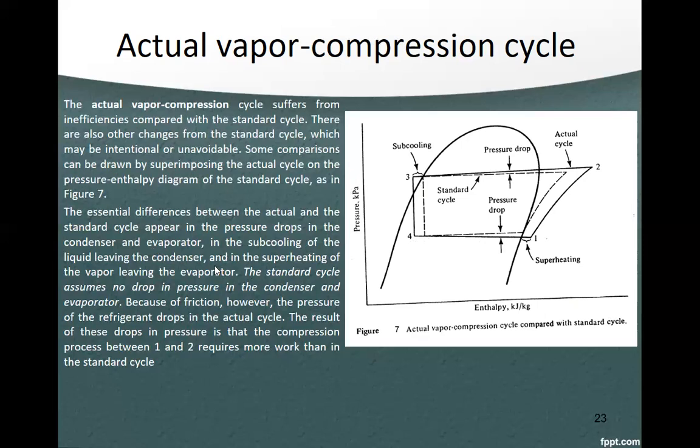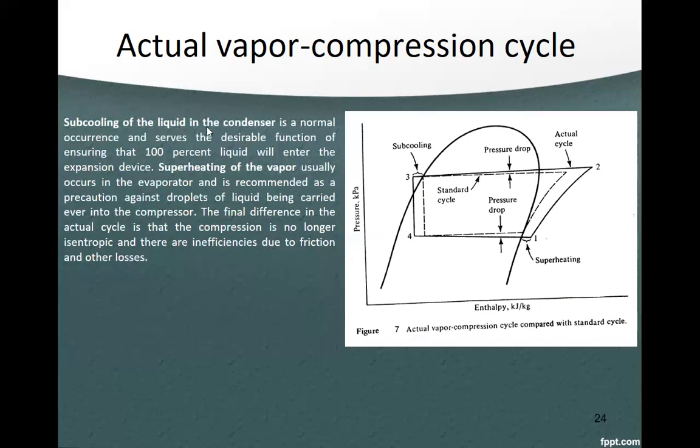Then there is some cooling of the liquid leaving the condenser, which is independent, and the superheating of the vapor leaving the evaporator, also independent, not in the heat exchanger. For a heat exchanger, the cooling is equal to the superheating. Because of friction, the pressure of the refrigerant drops in the actual cycle. The result of this drop in pressure is that the compression process between 1 and 2 requires more work than in the standard cycle.